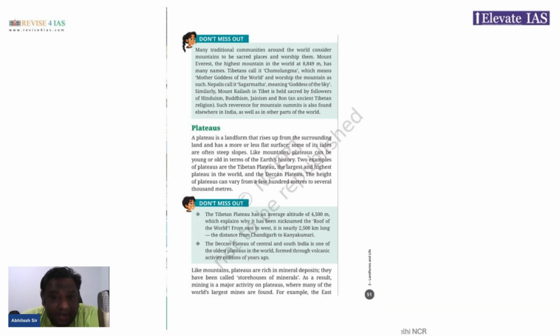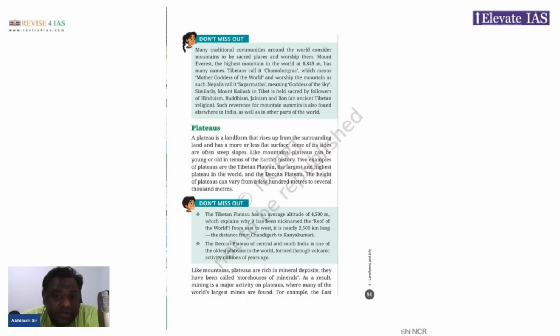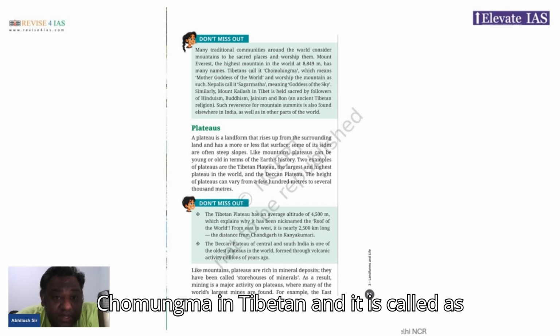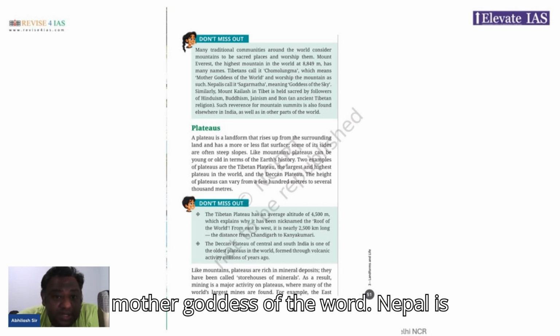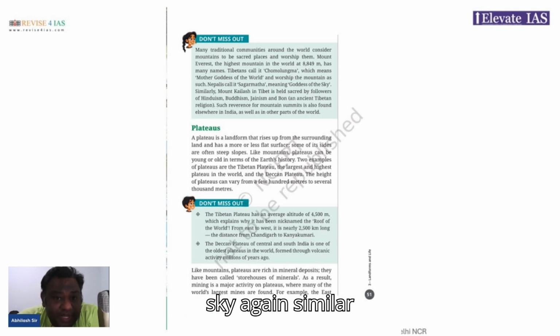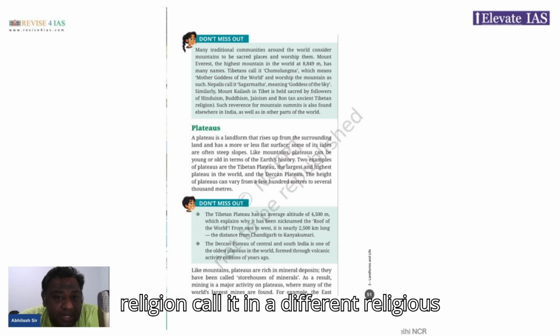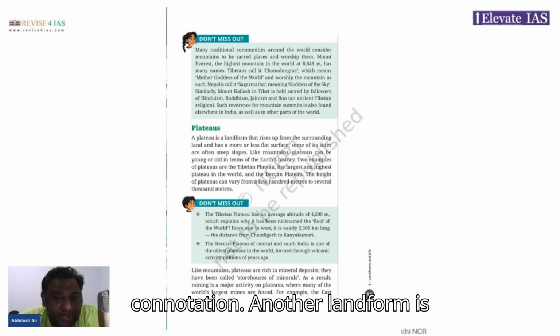Next, you know that Mount Everest is also called Chomolungma in Tibetan, and it is called the Mother Goddess of the World. Nepalis call it Sagarmatha, Goddess of the Sky. Similarly, Mount Kailash is in Tibet, and every religion calls it by a different religious connotation.